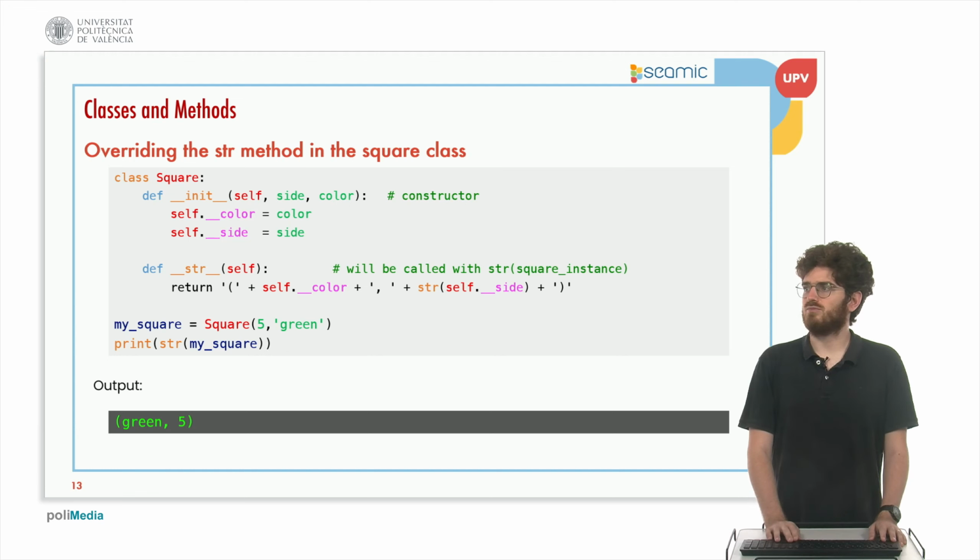And if we call this new method, and we call, for example, print my square converted to a string, we'll see the full representation that we have created with this overridden method.